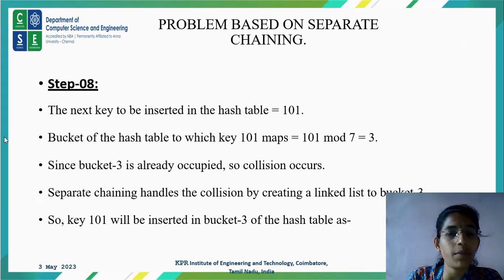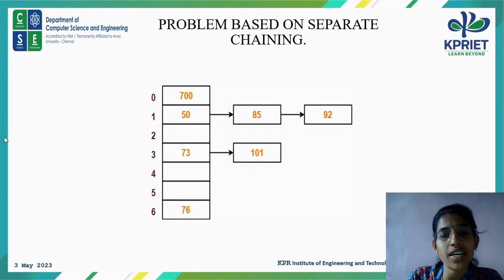Sorry, one more element is 101. The 101 also takes the hash value 3 from the hash function. So the same thing happens, a collision occurs again. So we modify the table as shown in the figure. For 73, I create one more node for 101. It connects with the 73. This is the final hash table with the values.